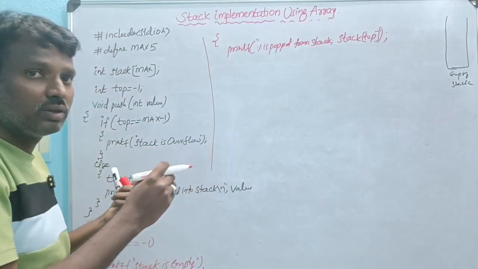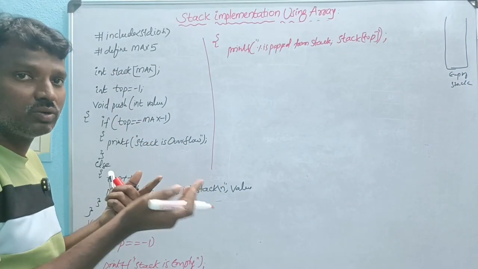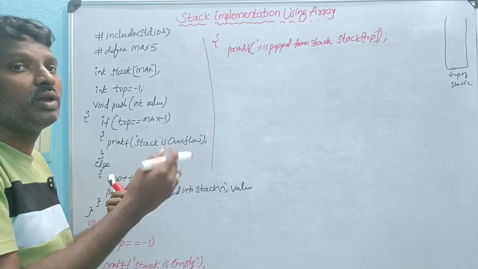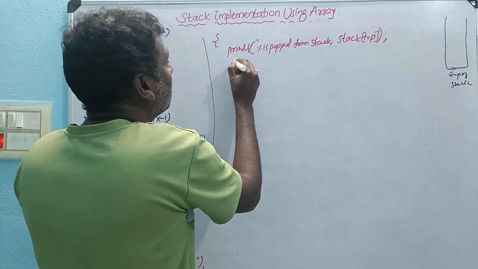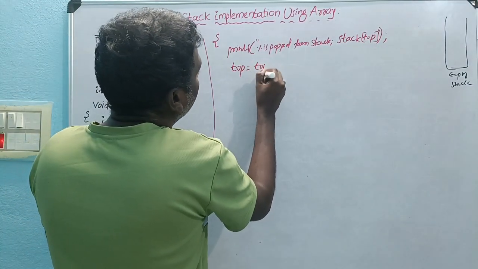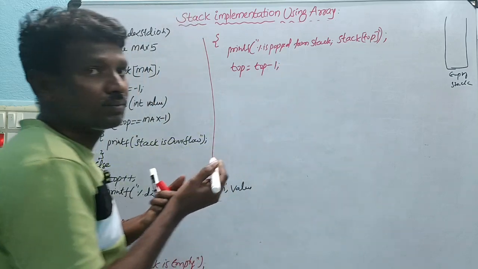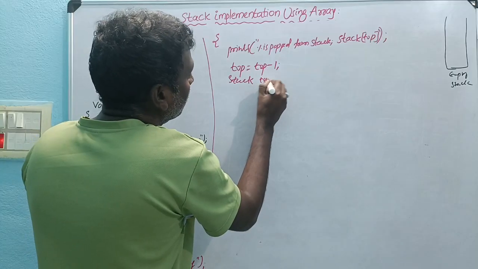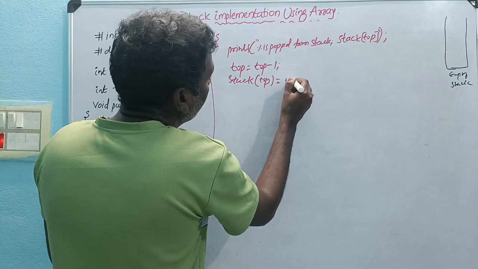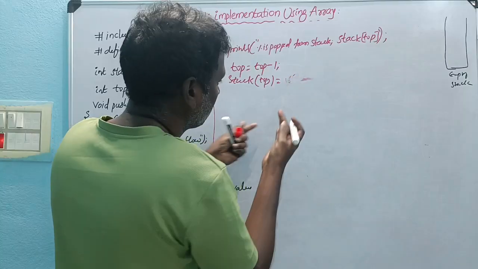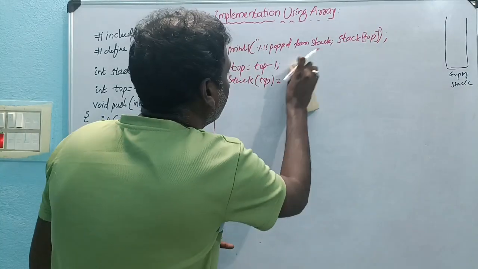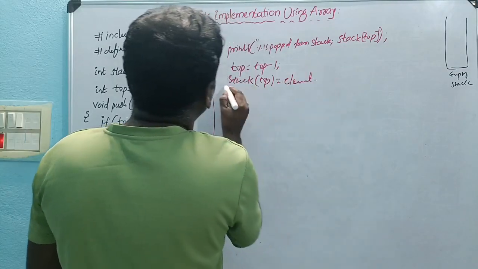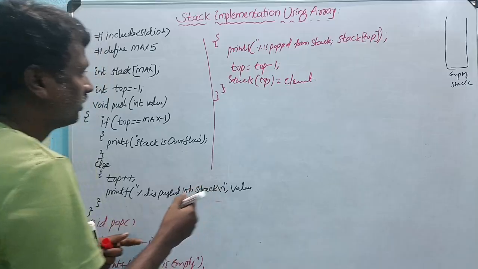Now, after successfully performing the pop operation in your stack, the top element will be updated. Top will be decremented. So top equal to top -1, then stack top equal to value or element. This is the pop operation.